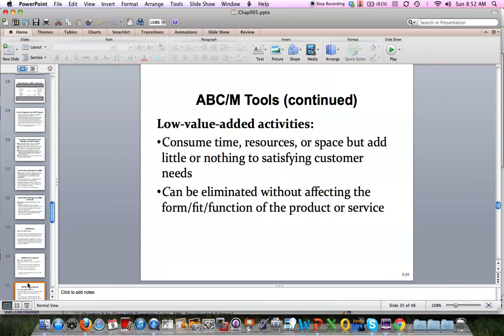Low value consumes time, resource, or space, but adds little or nothing to satisfy customer needs. So these are the things we want to identify: high value versus low value. Low value can be eliminated without affecting the form, fit, and function of the product or service.